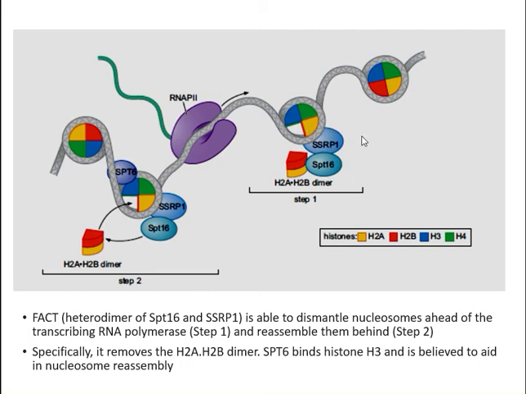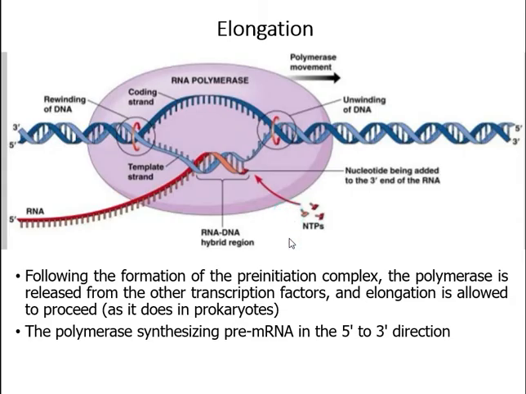Afterwards, suppose the transcription process is over and the RNA polymerase moves beyond this region. What will these proteins do? They will again help in reassembling the histones. Look, they are reassembling the histones. It's like a cycle: dismantling them and reassembling them. That is being done by spt16. So that is elongation.